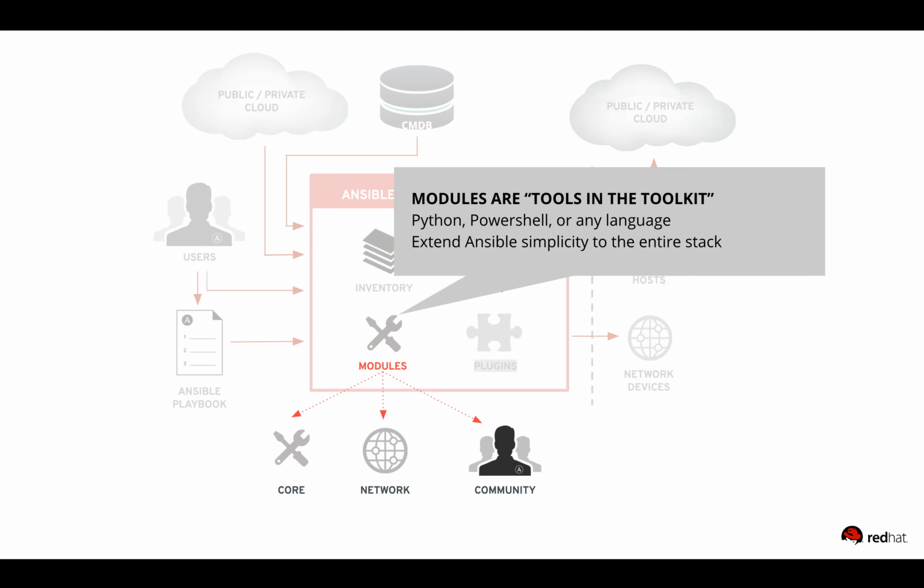You should also seek out a module for your task where possible. If there isn't one, there is a get out of jail card, which are the shell and command modules, allowing us to run arbitrary commands on target nodes. But note that these modules are not idempotent, so we'll always make changes.